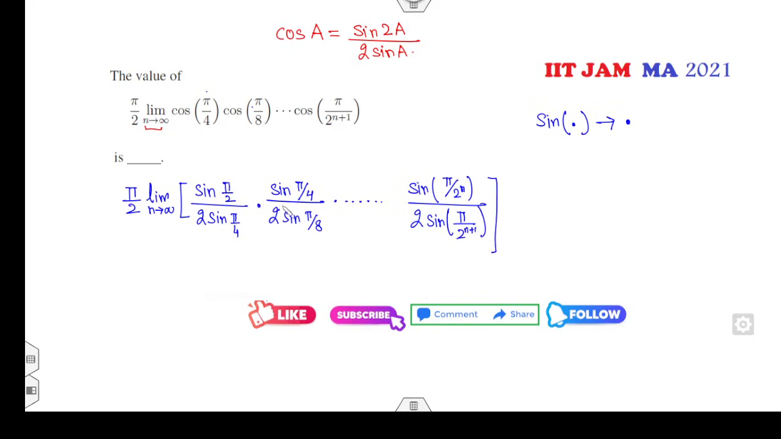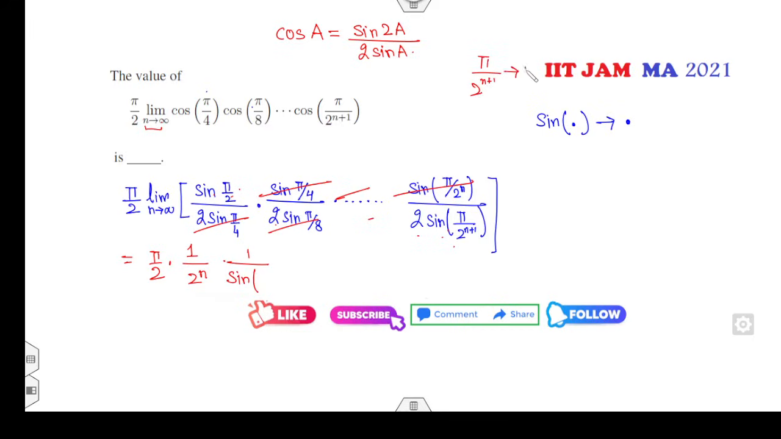Fine. Now you can see the sine of pi by 4 cancels. This value will be cancelled and so on. So the first and the last term remain. Fine. So the answer is pi over 2. How many times will you get this 2? n number of times. Sine pi by 2 is my 1, and you can see what is the value of the pi.